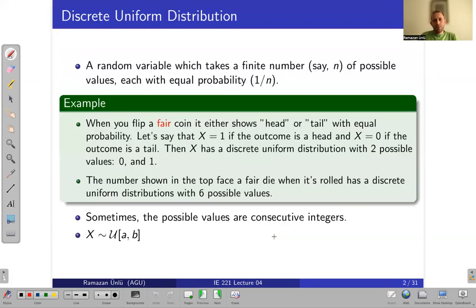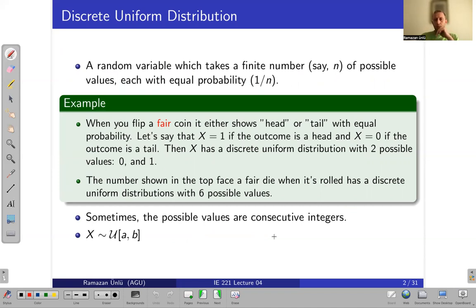So let's start with the discrete uniform distribution. Let me define it first. A random variable, let's say x, which takes a finite number of possible values, let's say n different values, and each with equal probability. If this is the case, we can say that this random variable is uniformly distributed, and it has a uniform distribution.